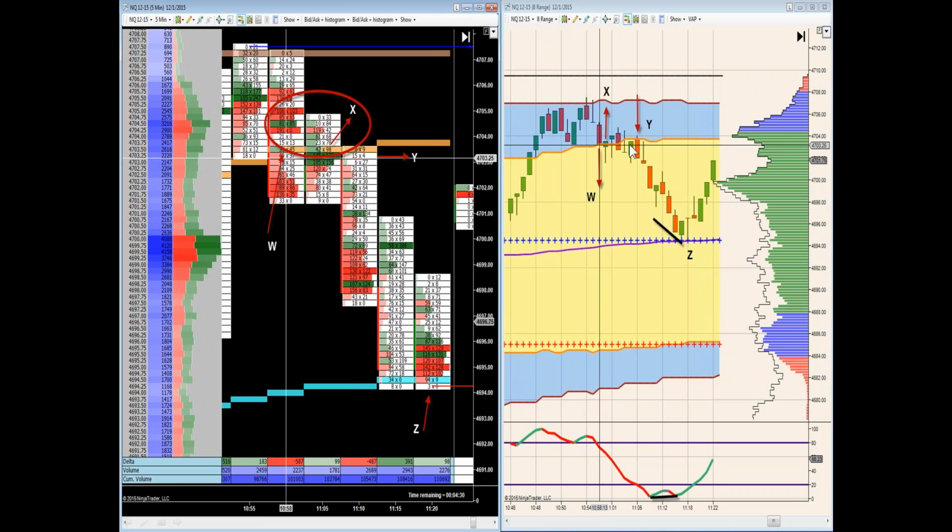And not that taking any of these wouldn't have worked for a short. You just would have had to sit through the chopping back and forth until it decided what it wanted to do. And just like before, you take the short, you're looking at the high volume node here, thinking, okay, that's the first area I'm probably going to get stuck. Then if it can go, I'm looking at the next high volume area, which falls in line with the point of control. So it's just the same thing over and over again. And it takes practice. I'm not going to say you learn this in 5 minutes, but the beauty of market replay is that you can practice.